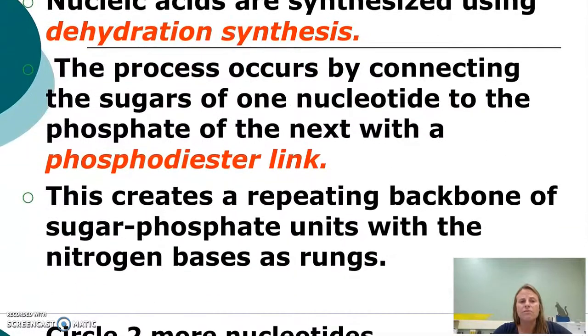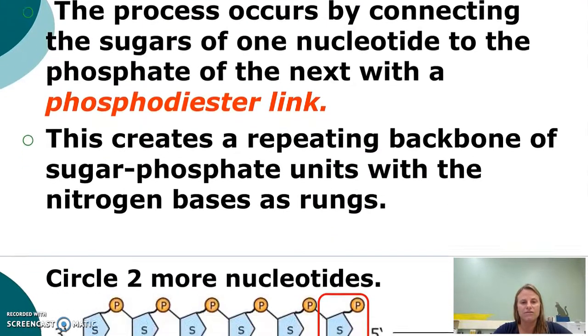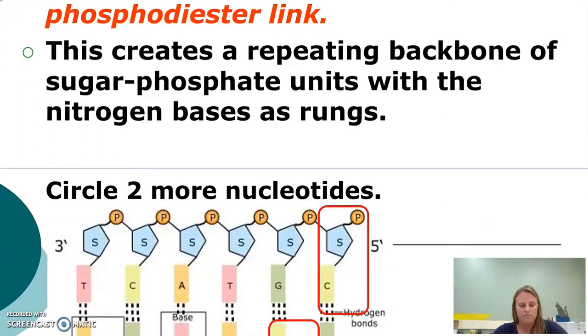Just like any other macromolecule, nucleic acids are synthesized via dehydration synthesis. I'm going to connect one sugar in one nucleotide with the phosphate of the next nucleotide via a phosphodiester link. This is going to create what we call the backbone. So you have a phosphate sugar backbone.